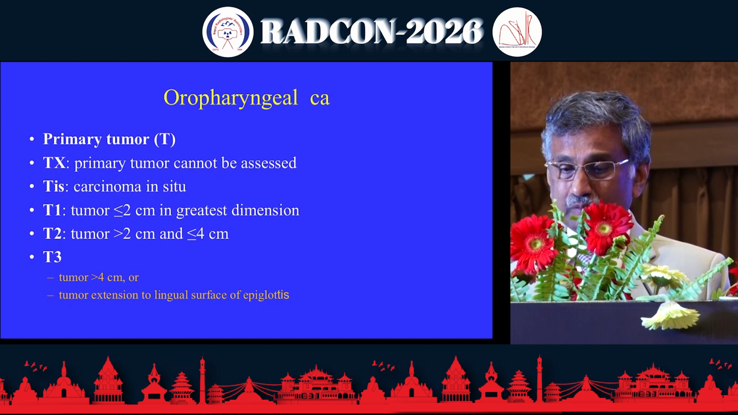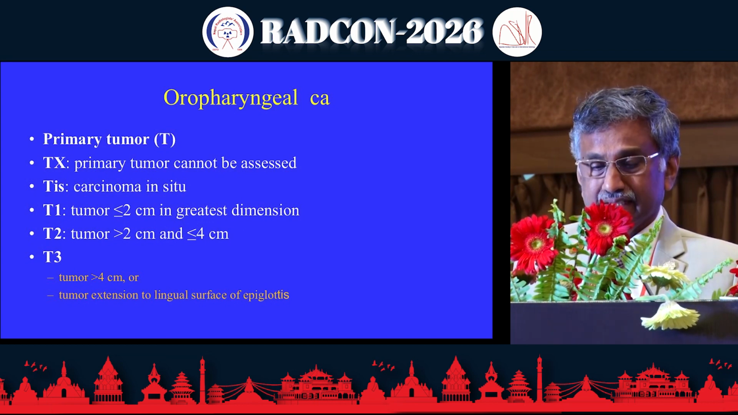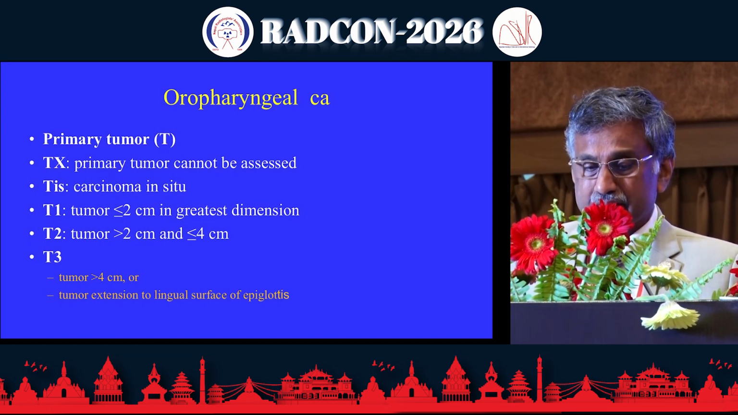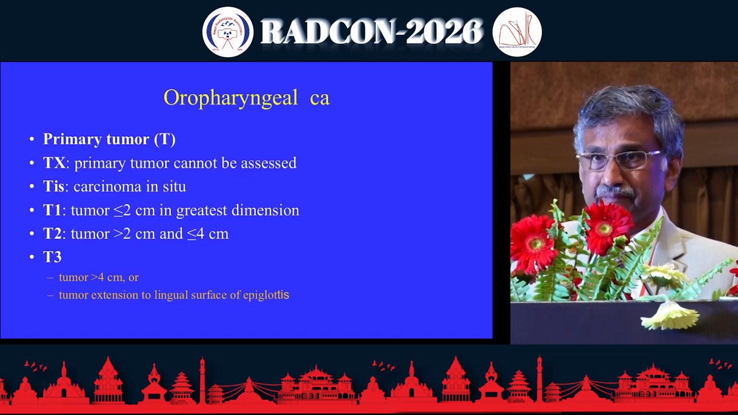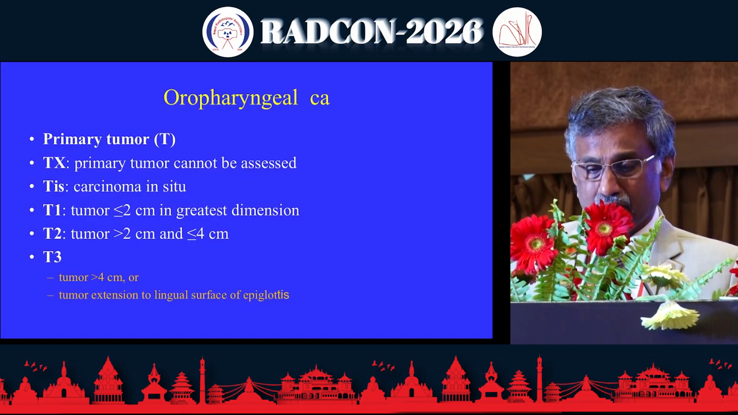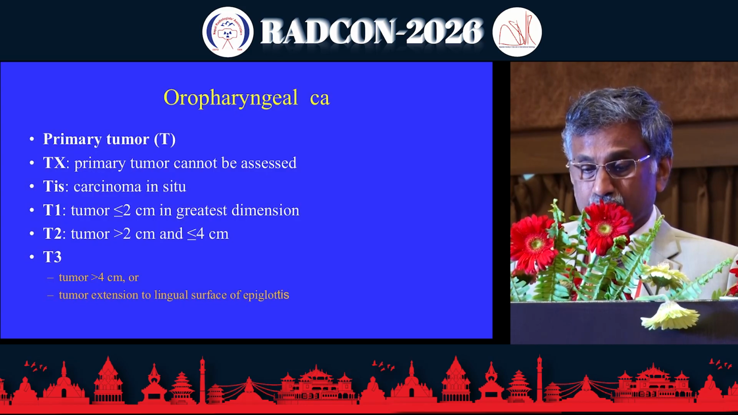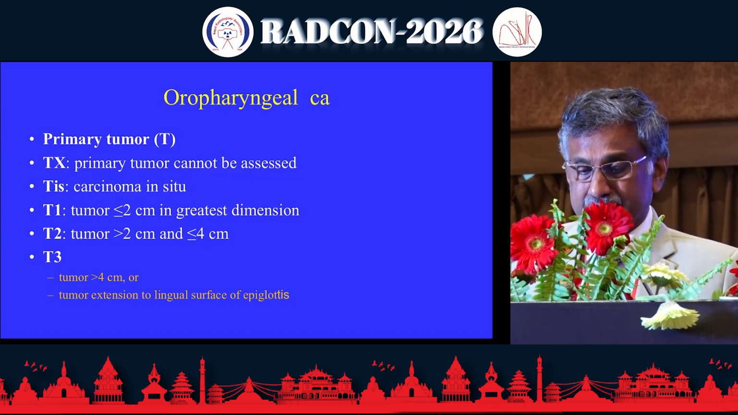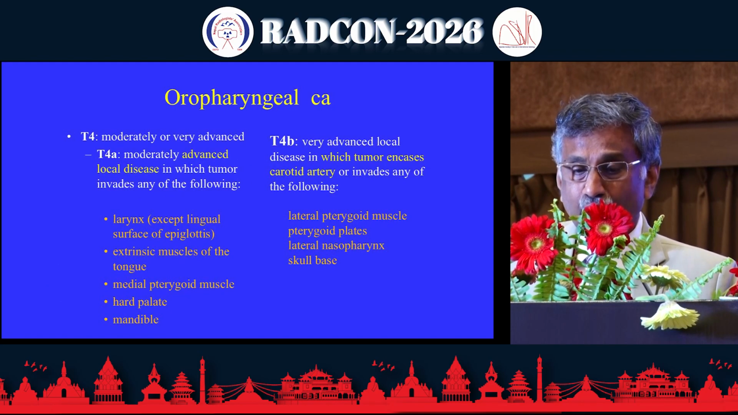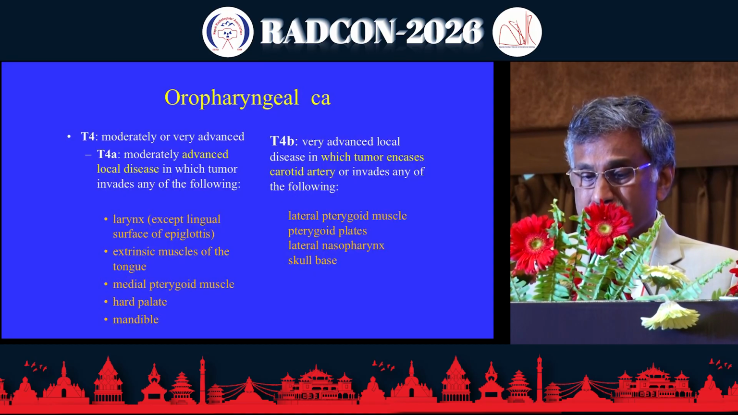Oropharyngeal tumor, all of you know the staging, TNM classification. Tumor in situ is where there is a histological diagnosis. T1 will be less than 2 centimeters. T2 will be more than 2 centimeters and less than 4 centimeters. T3 will be more than 4 centimeters, or tumor extension to the lingual surface of the epiglottis. The T4 will be moderately advanced.